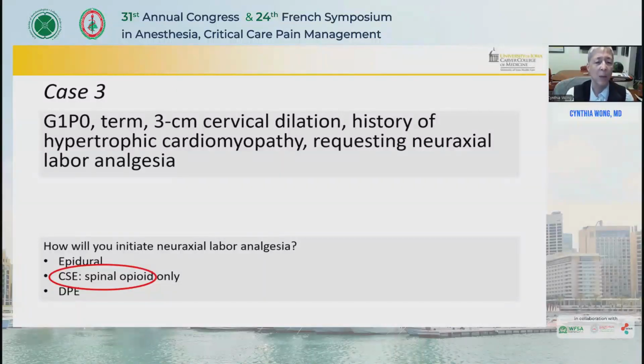Early in labor, you can give spinal opioid, for example, a dose of spinal fentanyl or sufentanil, and you will get complete analgesia.